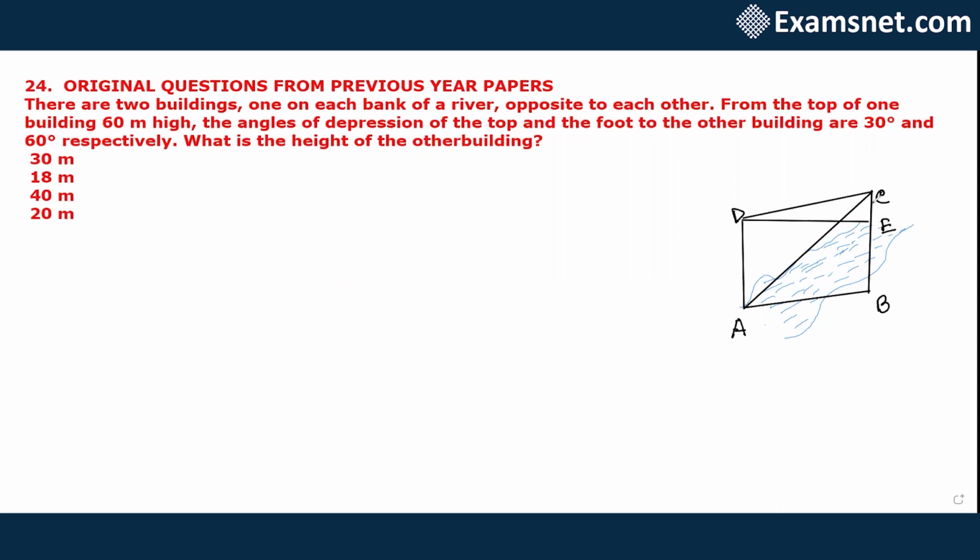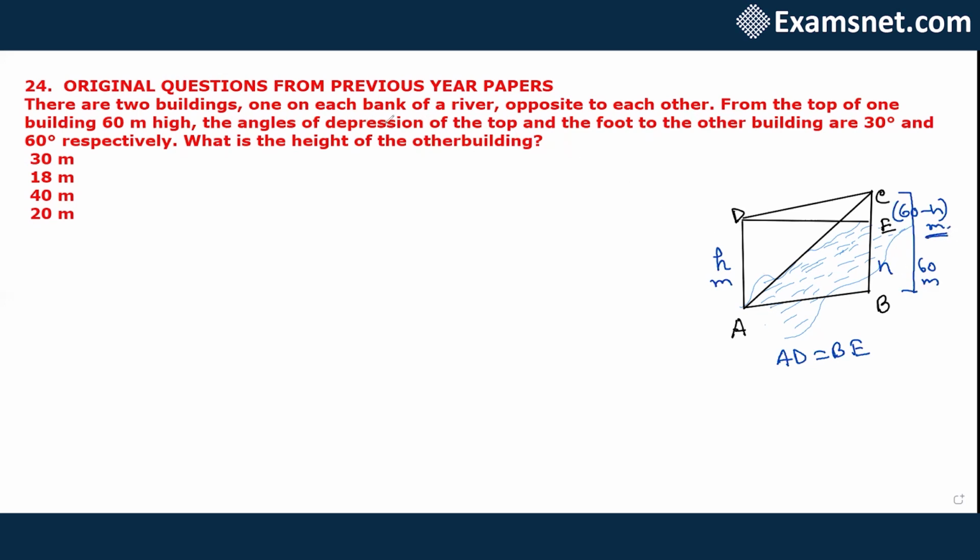So here BC is a building which is 60-meter high, and AD is another building. And we are required to find the height of the building AD. Let us assume that the height is H meter. So according to the diagram, we can write AD equals BE. So this is also H meter. So CE can be written as 60 minus H meter.